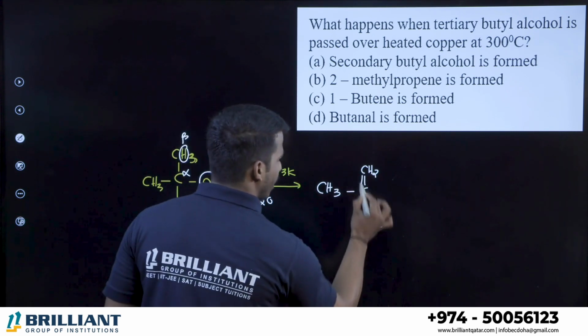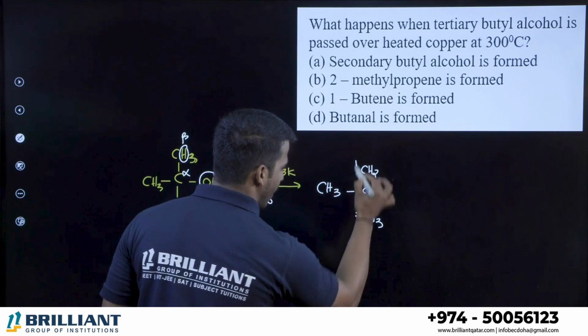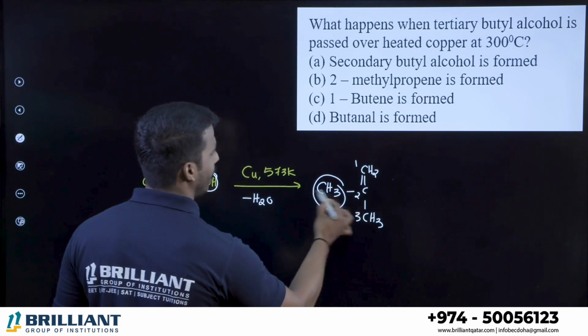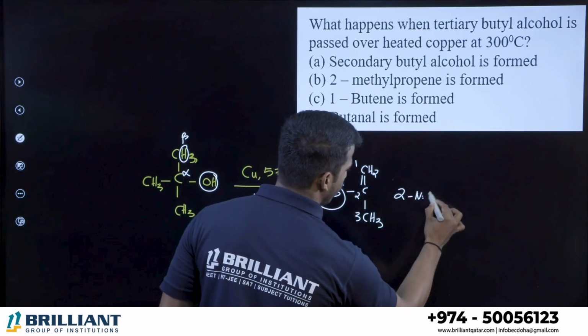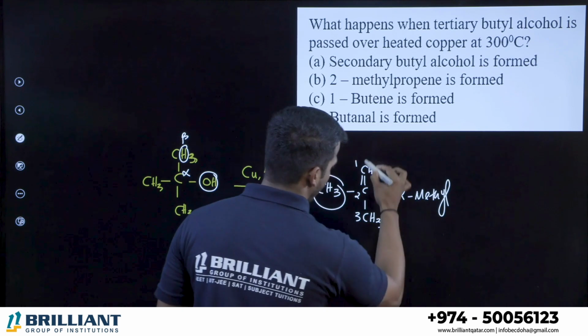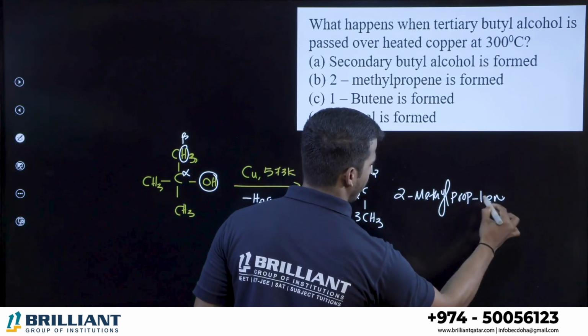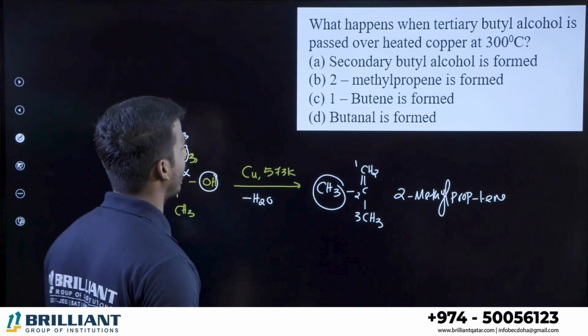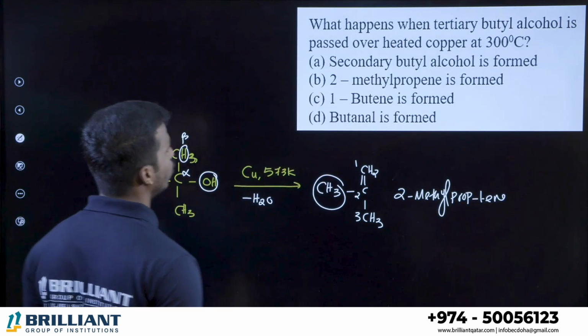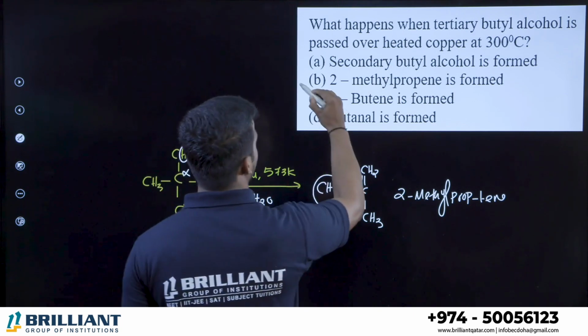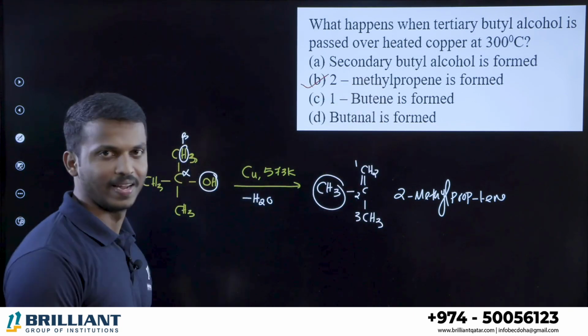What is the name of this product, dear all? This is 1, 2, 3. This is the parent chain. Second position contains a methyl group. Therefore, 2-methyl. Total 3 carbons in the parent chain. Prop-1-ene, or propene. So what is your answer? 2-methylpropene is the answer. Option B is the correct answer.